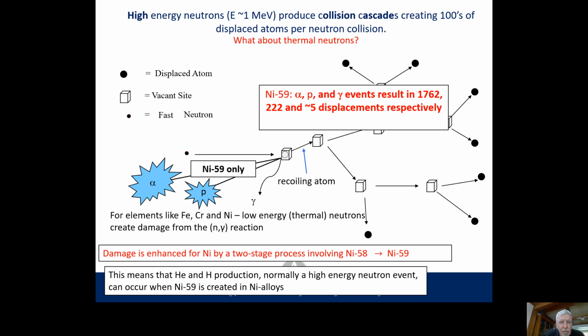Iron, chrome, and nickel all have a fairly reasonably high thermal neutron capture cross-section. So you get these additional displacements that occur, even though the neutron energy itself is very low. It's in the thermal range, less than 0.5 eV. But just simply by absorbing the thermal neutron, when the atom kicks out a gamma ray, there's a recoil.